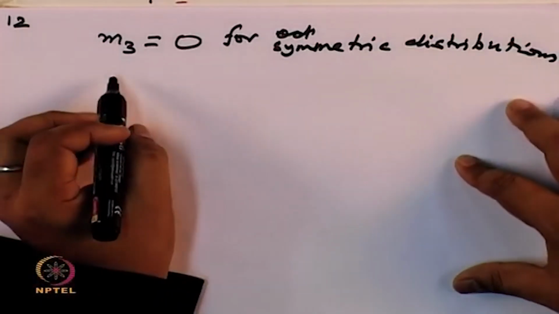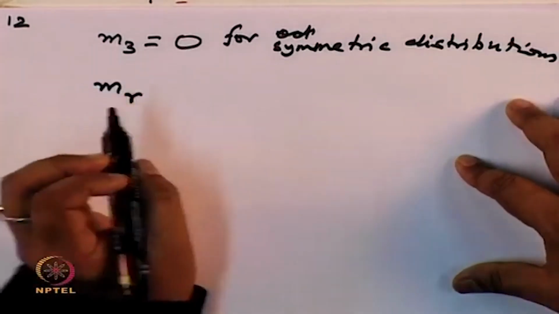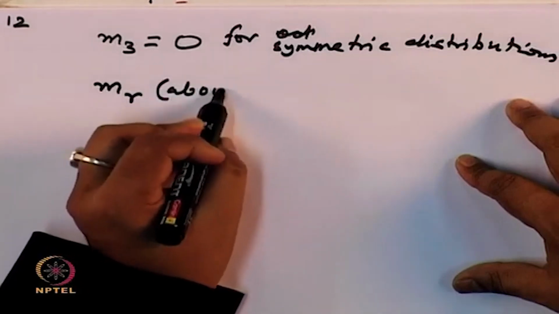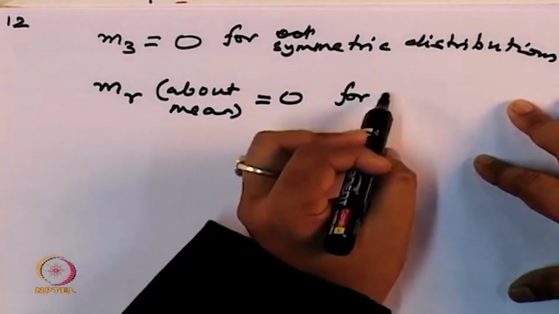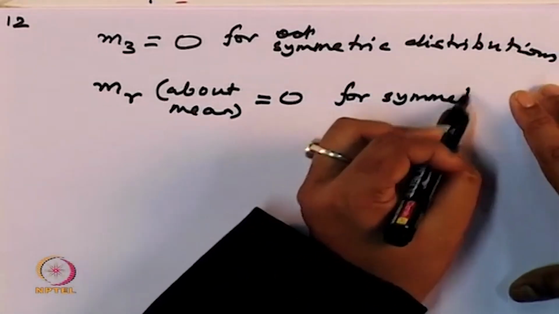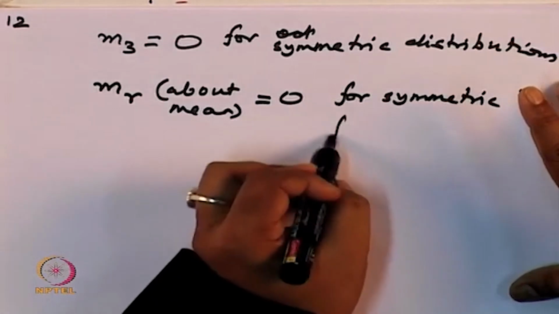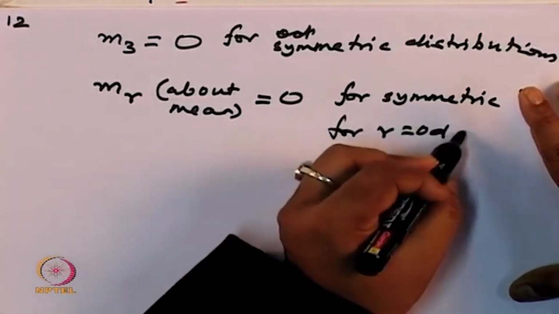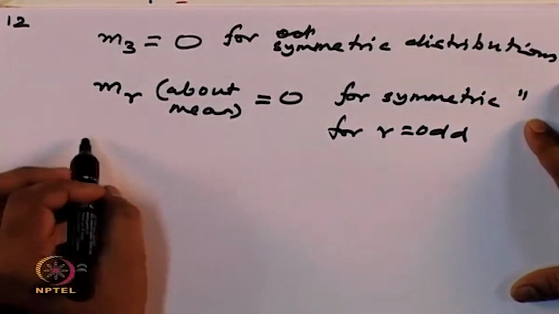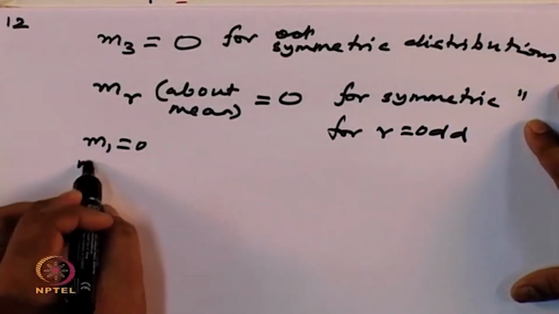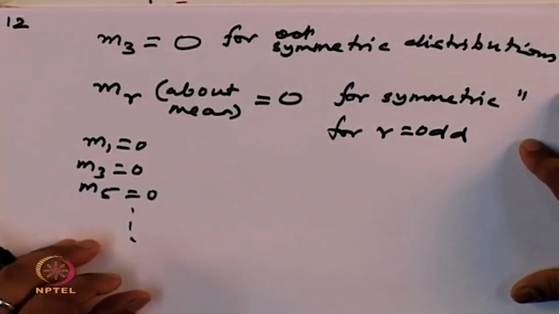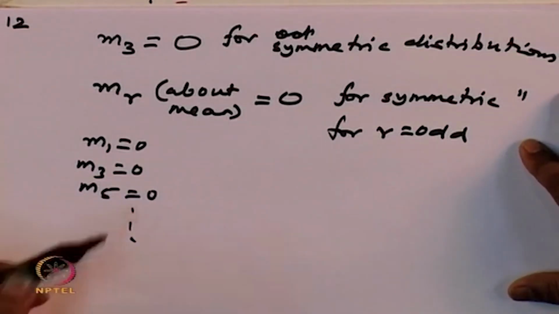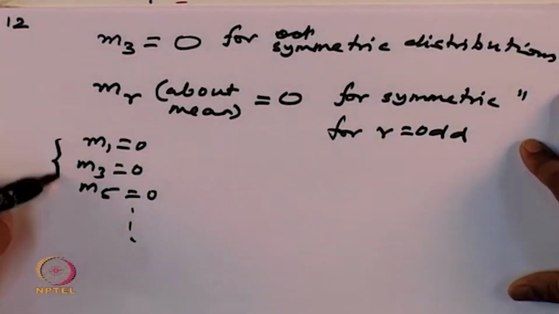And this is the same for any Mr. So, Mr about the mean is going to be 0 for symmetric distributions, for r equal to odd. In other words, M1 is 0, M3 is 0, M5 is 0, and so on and so forth. So, clearly for all symmetric distributions, the odd moments about the mean return a value of 0.